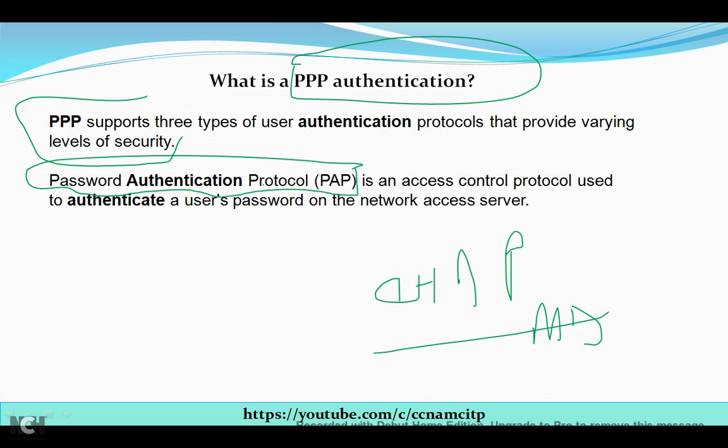Password authentication protocol, PAP, is an access control protocol used to authenticate a user's password on the network's access server. Suppose we have one network server, in this case generally PAP is used. How we can configure it, I will show you in the same video.